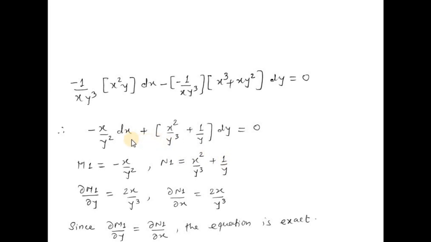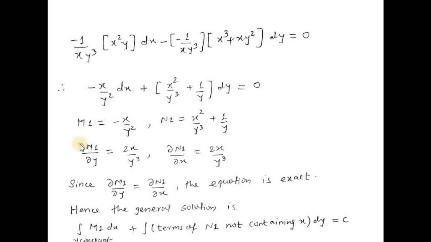So here we will compare this with m1 dx plus n1 dy equal to 0. So m1 will be minus x divided by y square and n1 will be x square divided by y cube plus 1 divided by y. So next step we have to find out del m1 divided by del y. So here minus x will be as it is, and derivative of y raised to minus 2 will be minus 2 into y raised to minus 3. So which can be written as 2x divided by y cube.